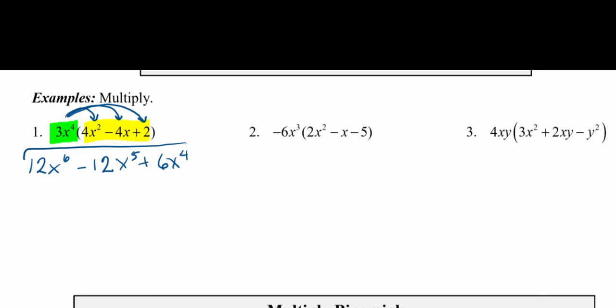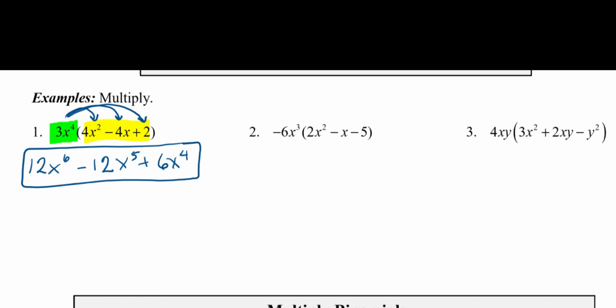That's our final answer because we know that when we're adding and subtracting terms in a polynomial, we cannot combine terms that have different powers of the variable. So we're done. This is another trinomial, degree 6. A little bit of review there.